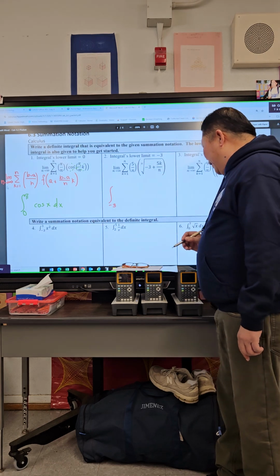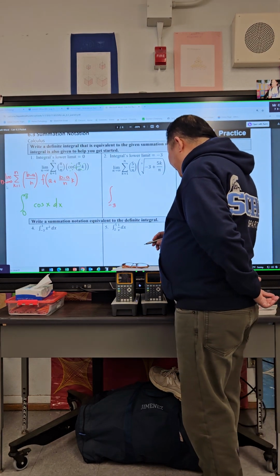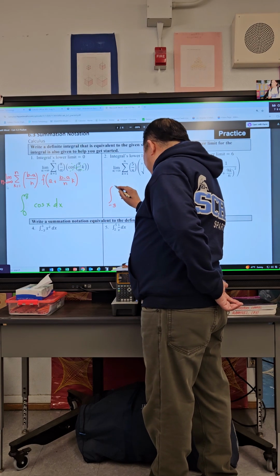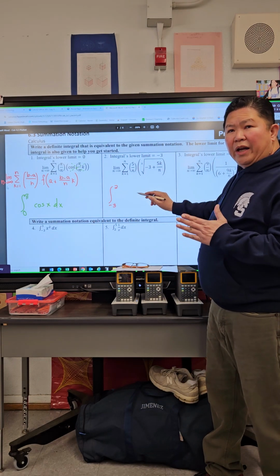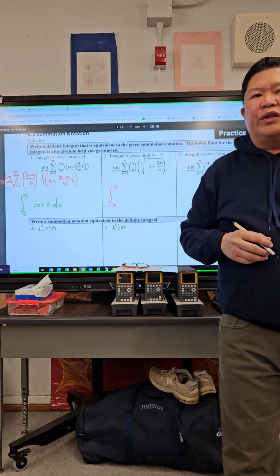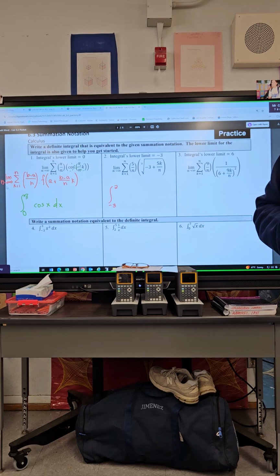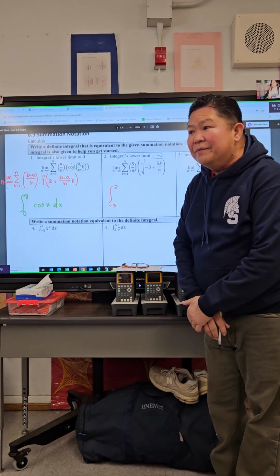Now if this is 5, can we say positive 2 is the upper limit? What is the upper limit? 2 minus the lower limit, so 2 minus -3. What is 2 minus -3? 5. Okay, so we have 5 over n. Did you get me, guys?